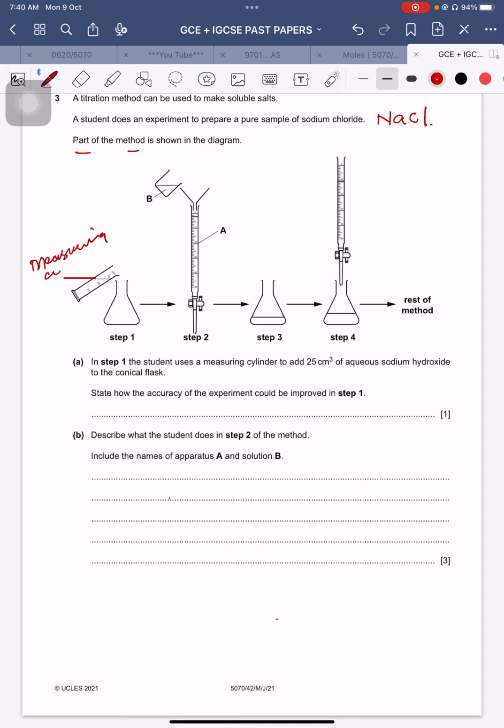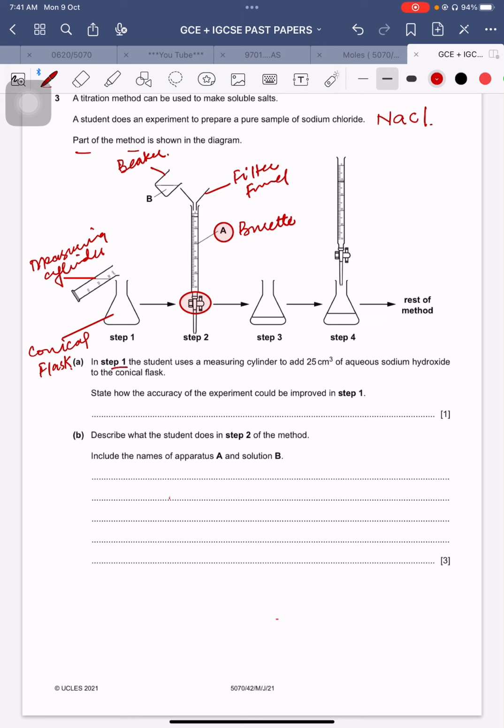Measuring cylinder. This apparatus is called a conical flask. This information should be in your mind very clearly. This is called a beaker. This is a filter funnel. Apparatus A is a burette. You can see a controlling tap at the end. And then they are asking some questions here.